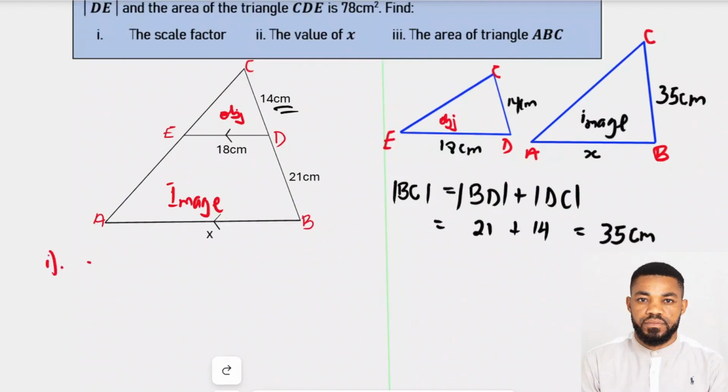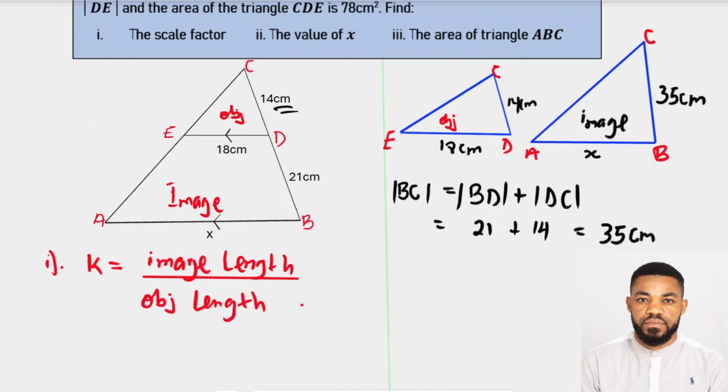So the scale factor, which is denoted by the letter k, is equal to image length over object length. So this is the formula that we are going to use here. Now let's see something. This is the object, and this is the image. The question is which two sides, or which pair, is suitable to find the scale factor in this case.